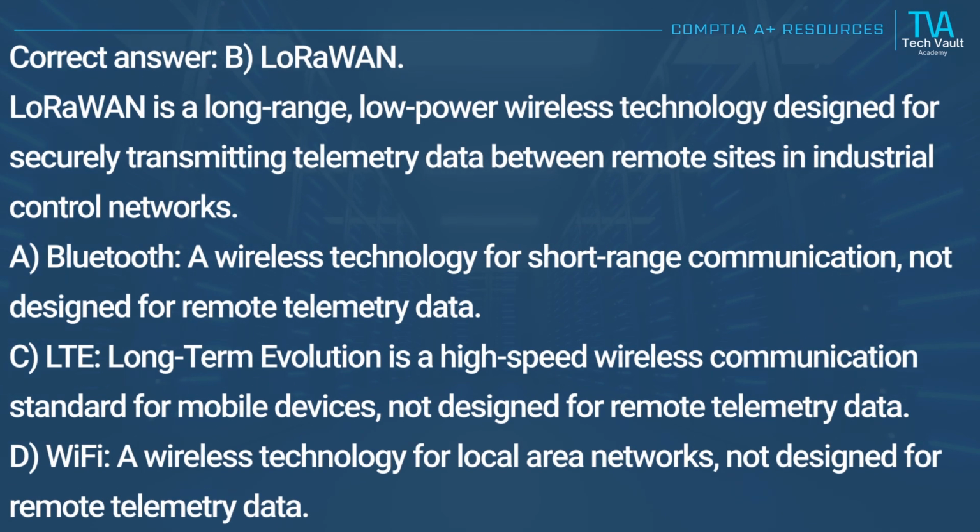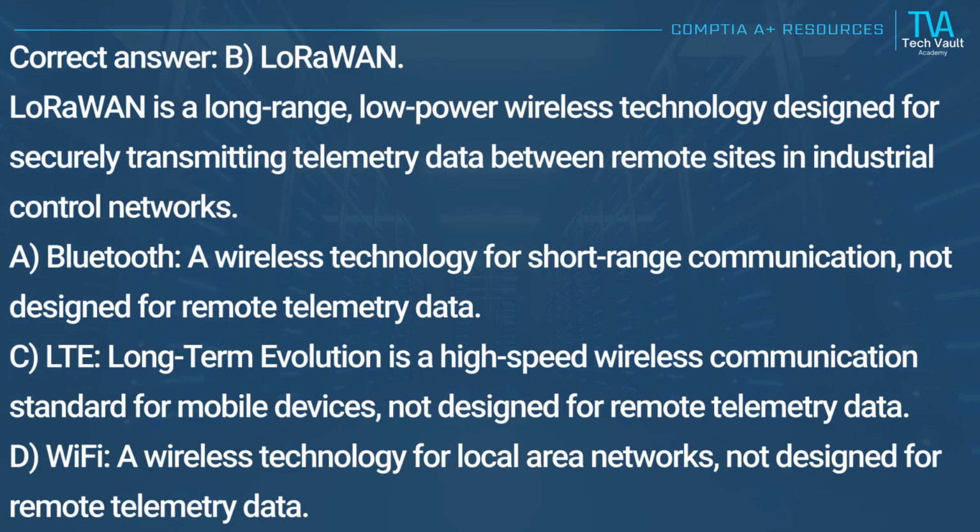Correct answer, B. LoRaWAN. LoRaWAN is a long-range, low-power wireless technology designed for securely transmitting telemetry data between remote sites in industrial control networks. A. Bluetooth is a wireless technology for short-range communication, not designed for remote telemetry data.